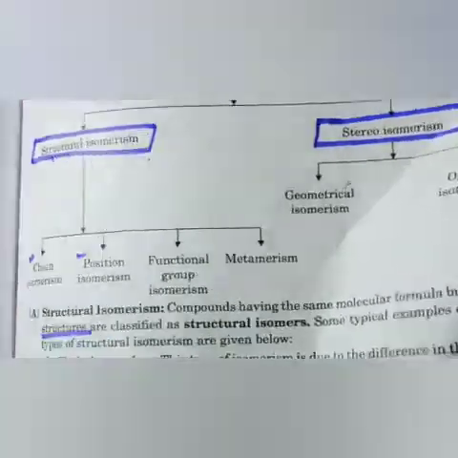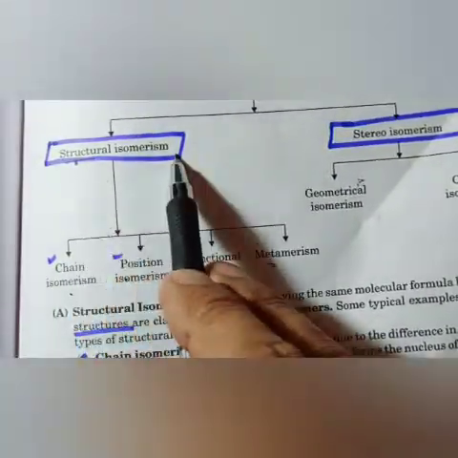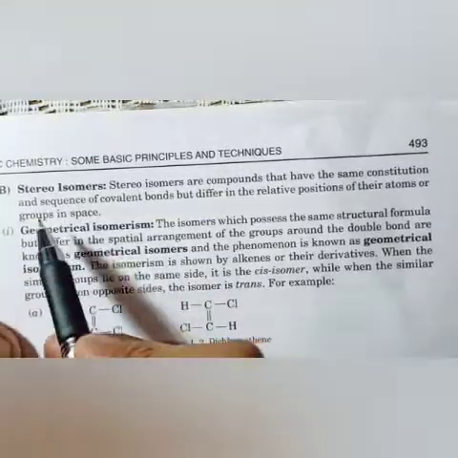So these were all four subtypes of structural isomerism. Now our task is to understand stereoisomerism.